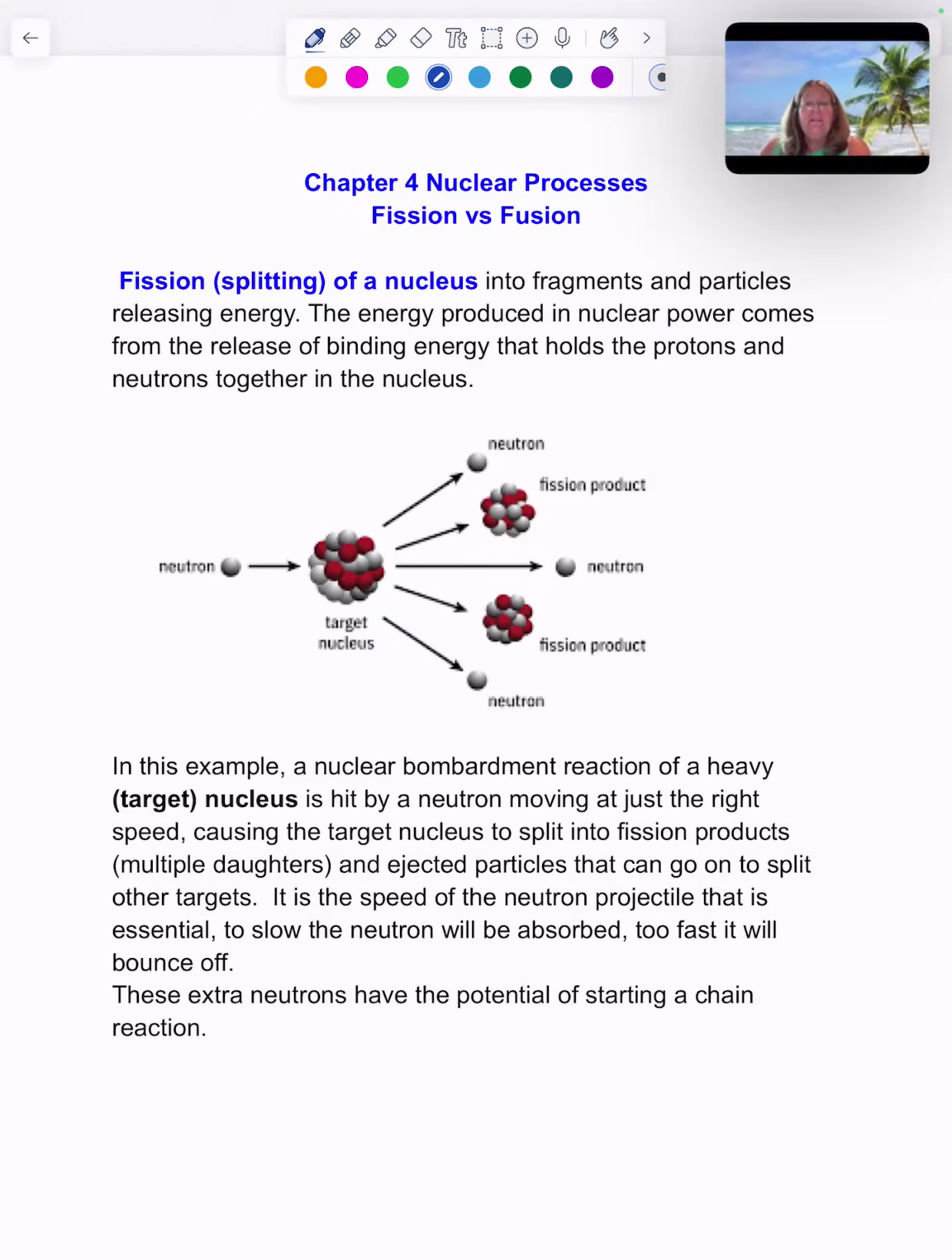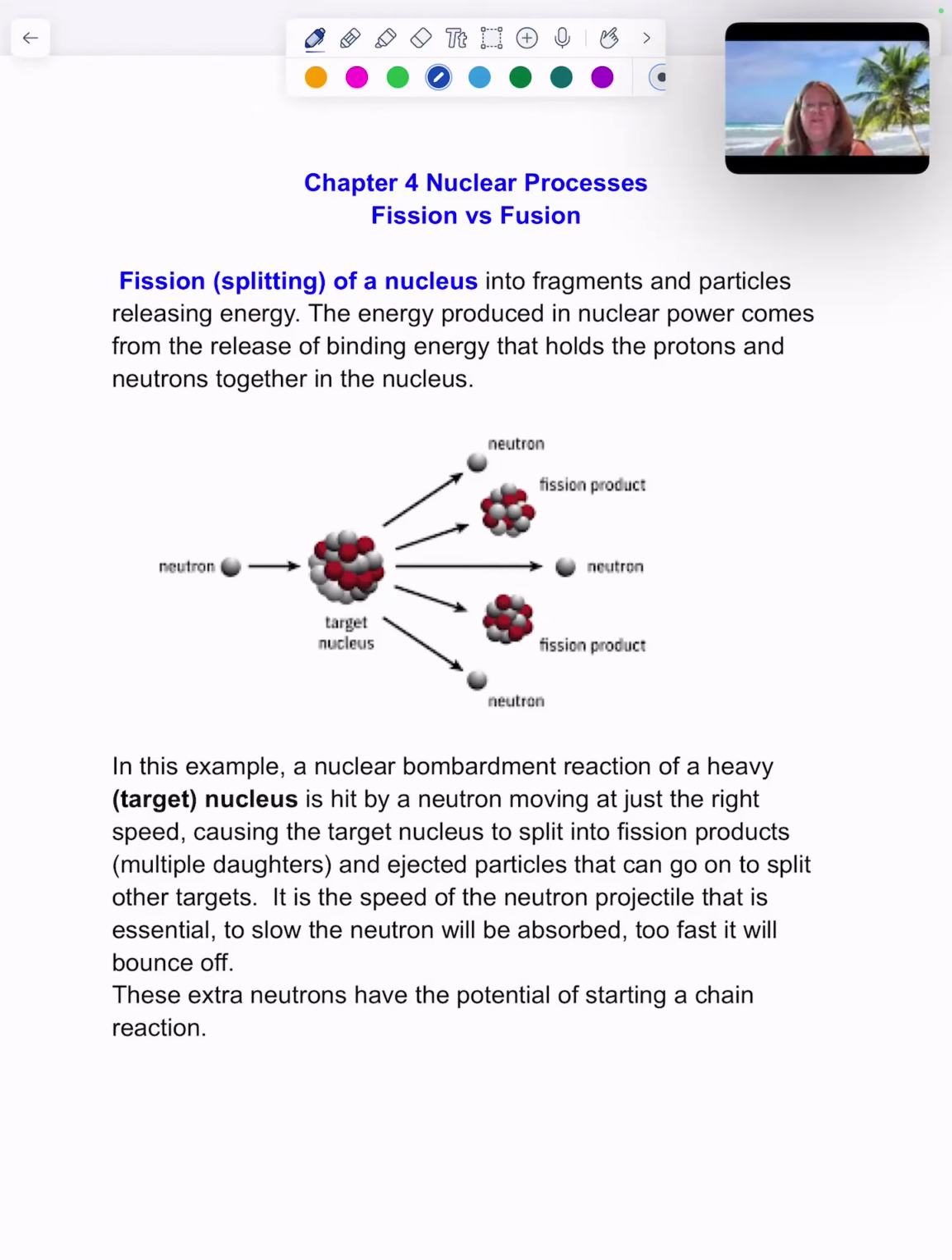In this example, we have a nuclear bombardment reaction. So we're having a neutron hitting our target nucleus. So we hit, the parent splits into two large fragments. Notice these are not small fragments, these are big chunks. If it's uranium, we're looking at things like barium and krypton. But what's most important is that you're getting three free neutrons.